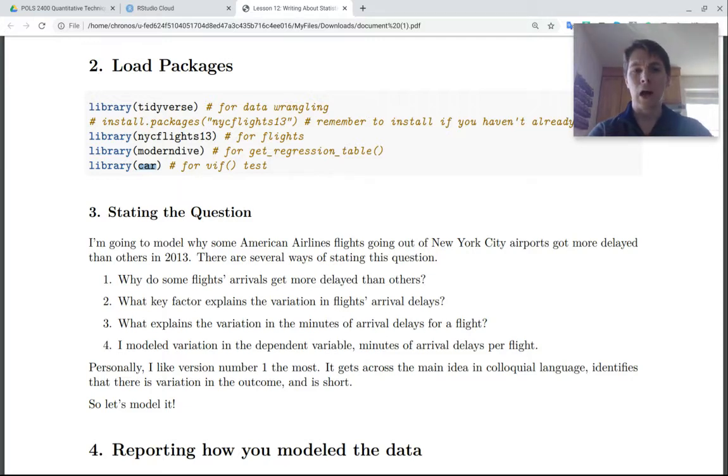And fourth, I modeled variation in the dependent variable, minutes of arrival delays per flight. I don't know about you, but 4 is pretty bad, right? You would have to know the dataset really well to understand that. Instead, I like number 1. It gets across the main idea, uses colloquial language, and implies that there is variation in the outcome, that some arrivals are more delayed than others. And it's short.